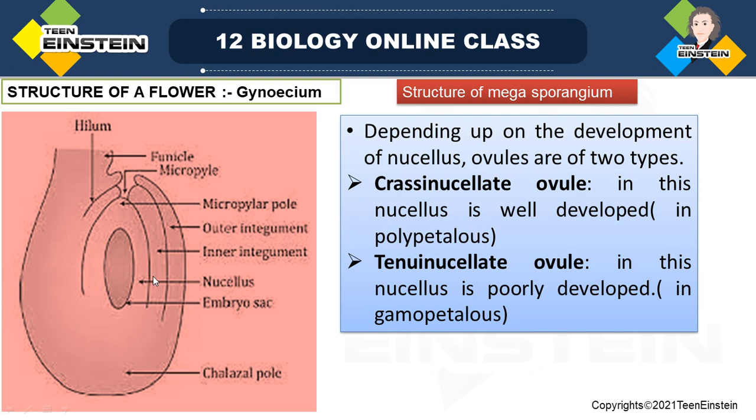So based on the development of the nucellus, there are two types of ovule, crassinucellate and tenuinucellate. Crassinucellate means there is a well developed nucellus, seen in polypetalous. Tenuinucellate means there is a poorly developed or no well developed nucellus, seen in gamopetalous condition. Clear?